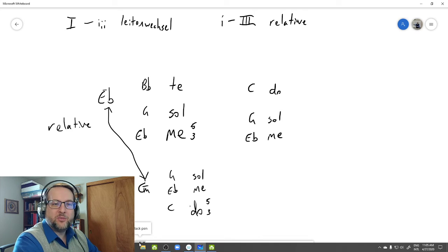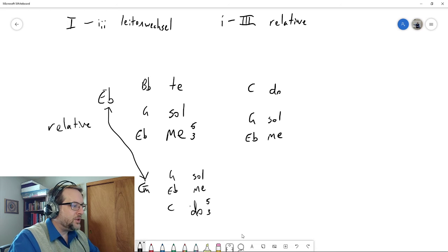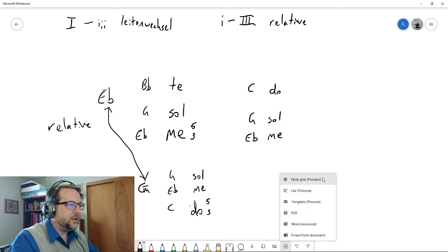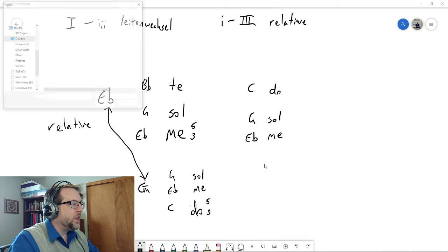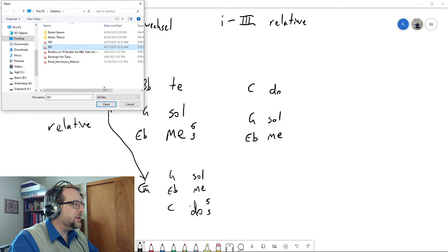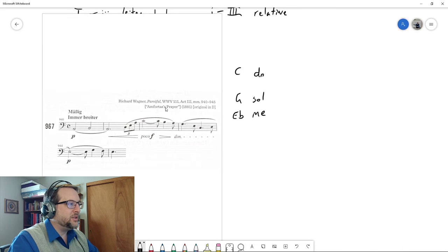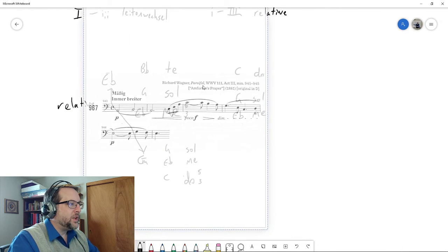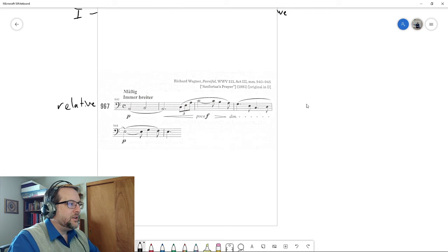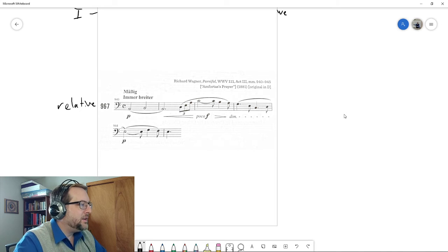Let's grab a little piece of music so we can hear that relative major, the mediant in the minor key, in context. So let's go here and import in our PDF. We're going to turn to Karpinski, melody number 967. I already scanned that with my phone here, so we're just going to insert it in. And this is an excerpt from Wagner's Parsifal. It's Fortis's Prayer. All right, so let's find a key.